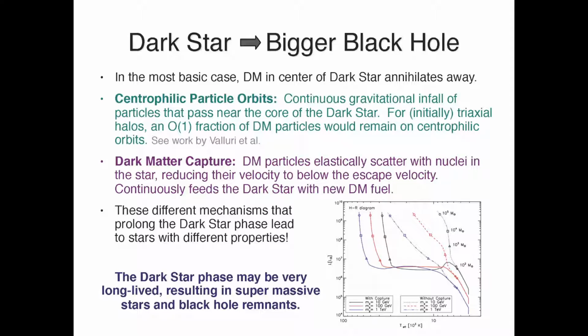Okay, so that was the basic picture: a big puffed up star sitting at the center of a mini halo. But the picture is probably a lot more complicated than that. You could have things like centrophilic particle orbits, so particles that spend most of their time way out in the dark matter halo will pass very near the center and could contribute to the annihilation. And there could also be significant dark matter capture. If dark matter scatters on nuclei, then occasionally dark matter will be captured into this object as well, and that could contribute to the reservoir of dark matter that's available too.